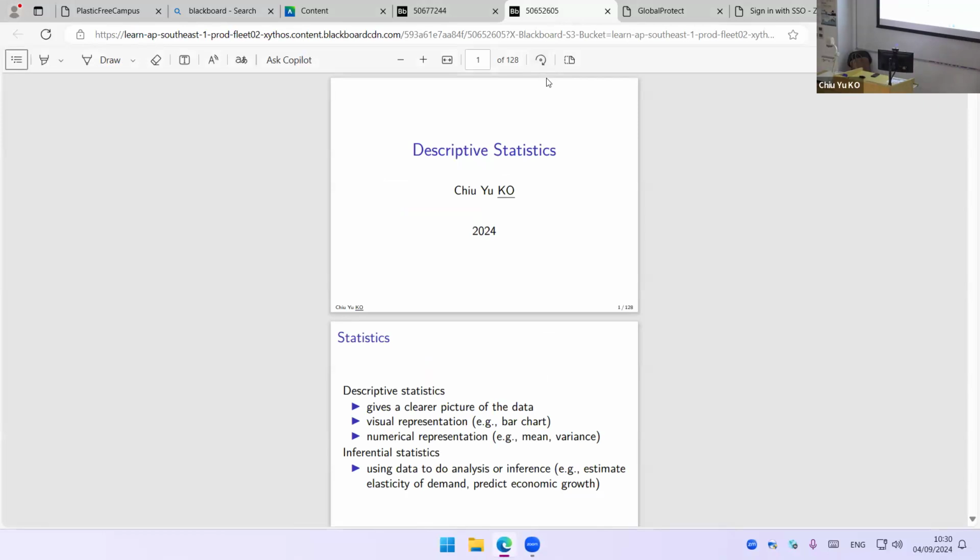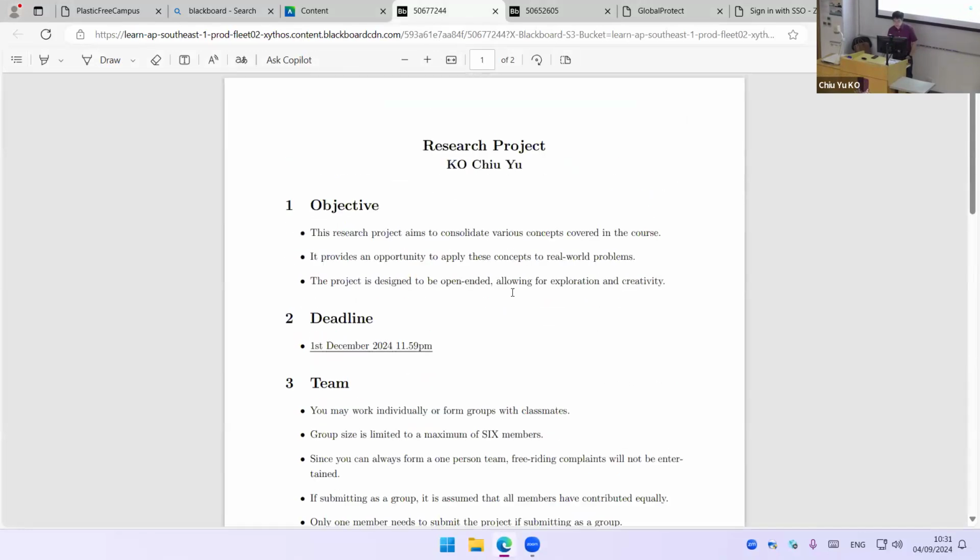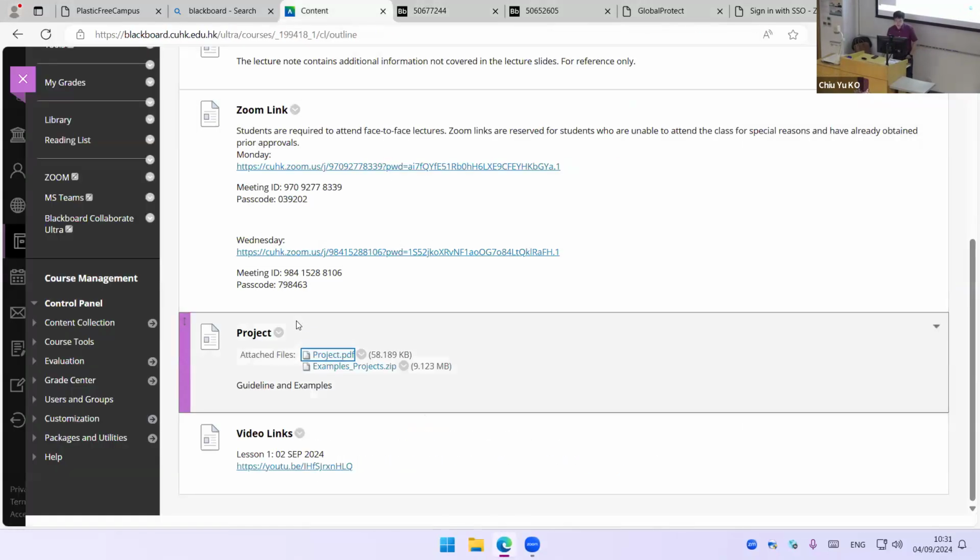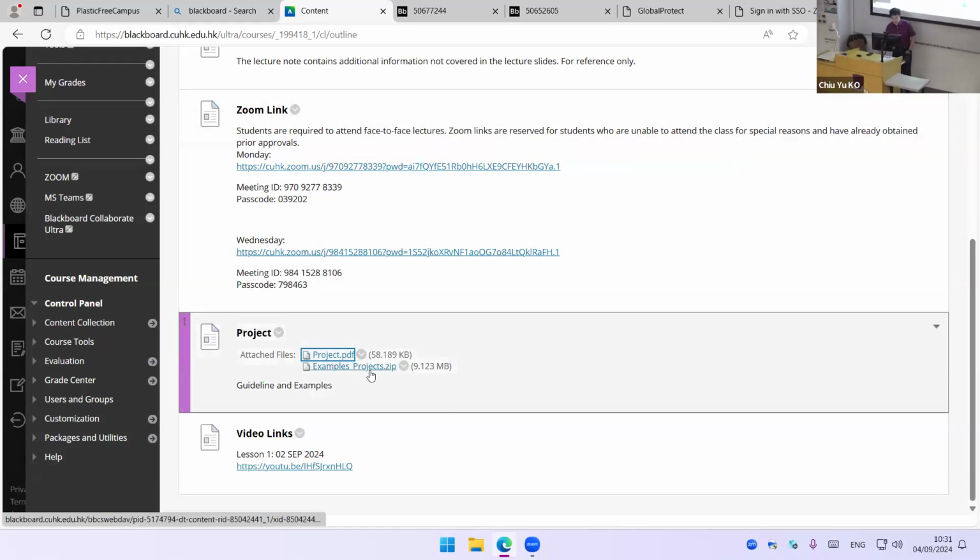But now we are going to continue our journey on descriptive statistics. But before we do it, let me say something about the project, because I think last time we just mentioned it without uploading it to Blackboard. You can take a look at the example that I showed you last time. This is a zip file. You can go in and check it out, for the project.